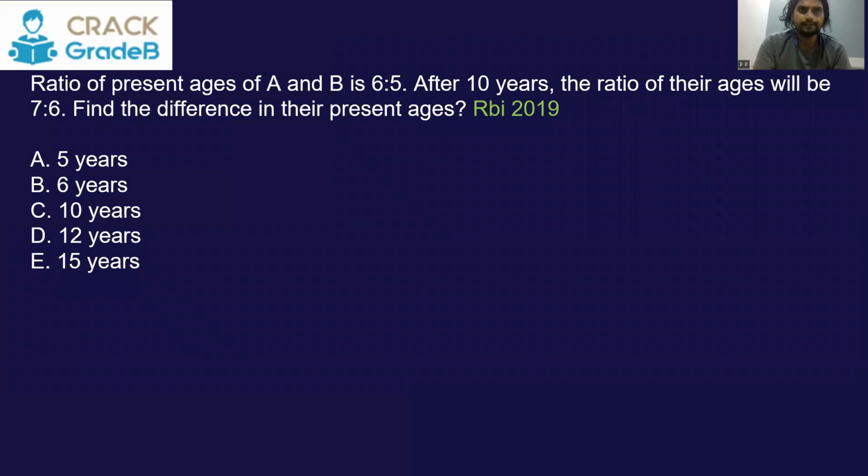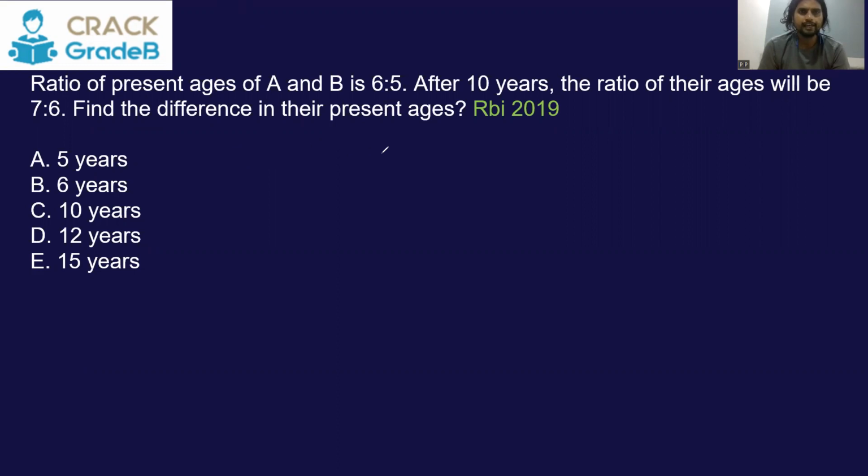So this is the question that they asked in RBI Grade B. The question is very easy, as you can see. It says the ratio of present ages of A and B is 6:5. After 10 years, the ratio of their ages will be 7:6. Find the difference in their present ages.